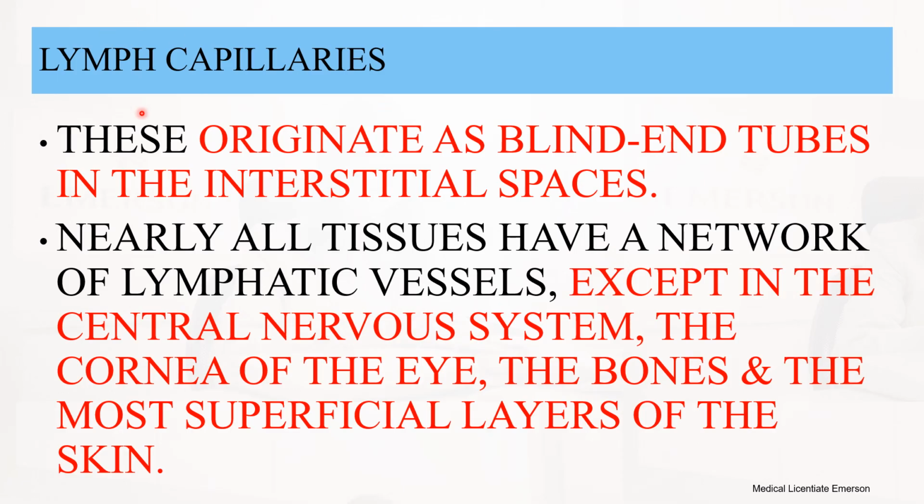Then let's continue with the lymphatic capillaries. So these actually originate as blind end tubes in the interstitial spaces. Nearly all tissues have a network of lymphatic vessels, except the central nervous system, the cornea of the eye, the bones, and the most superficial layers of the skin, which of course don't have them.